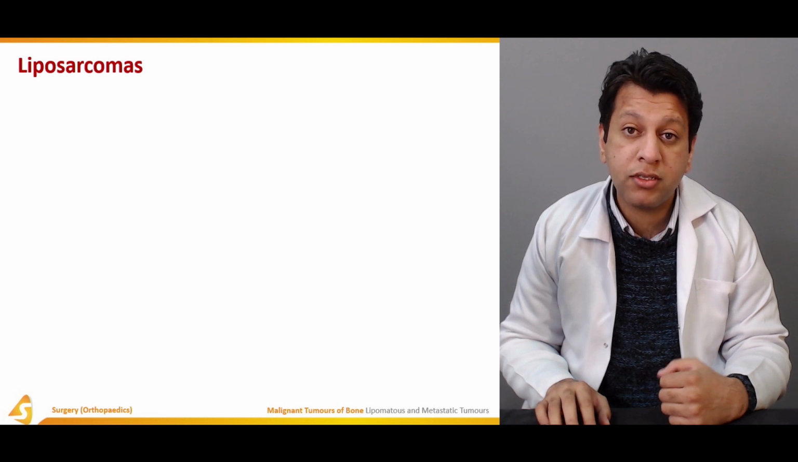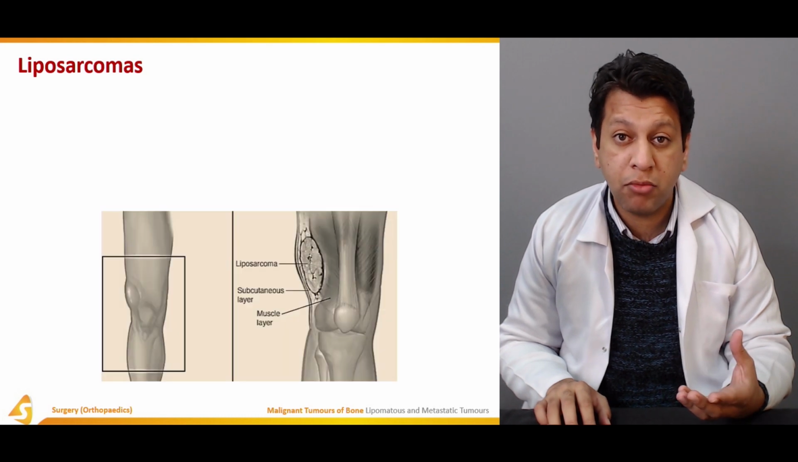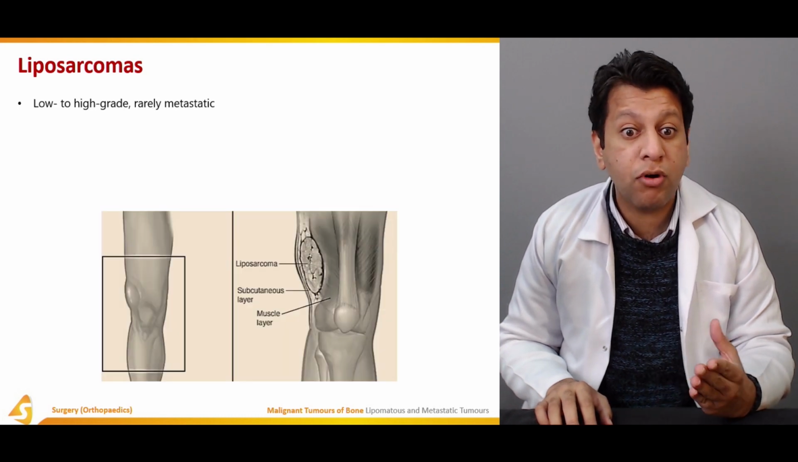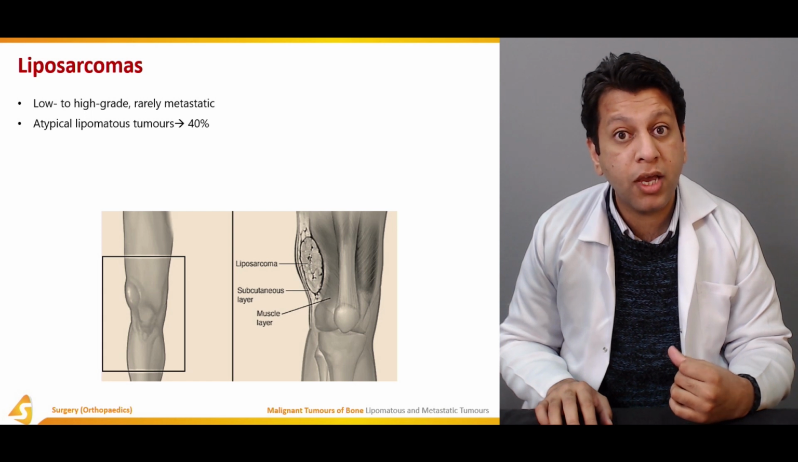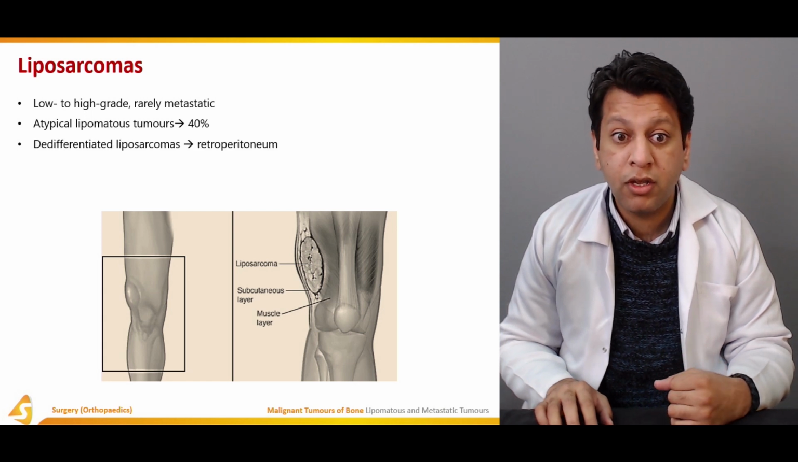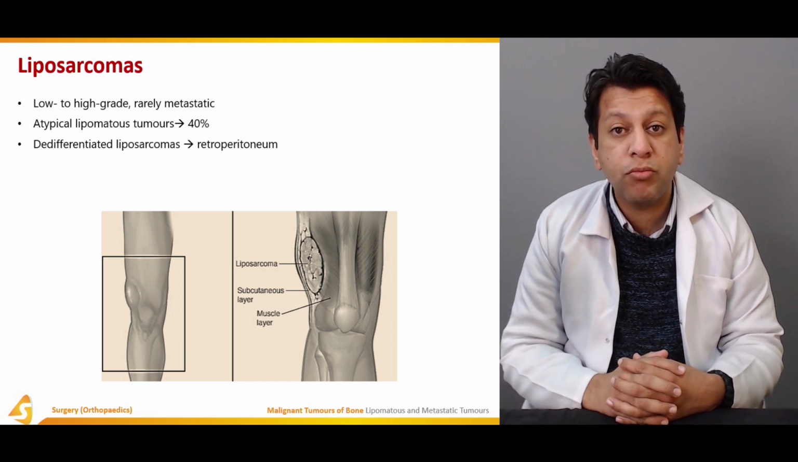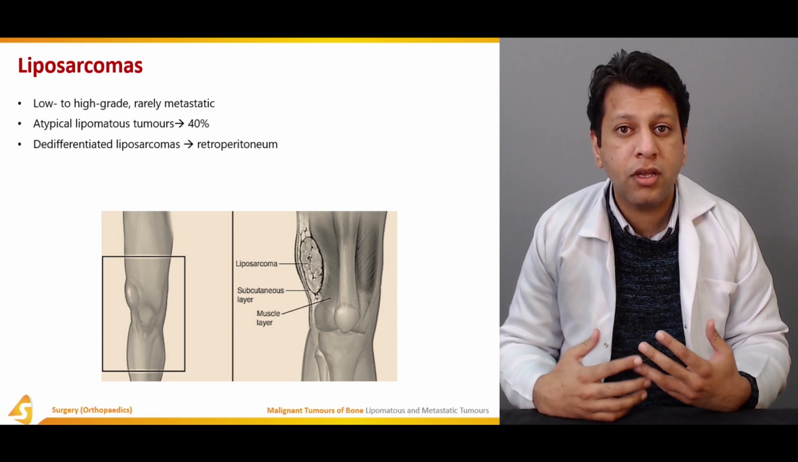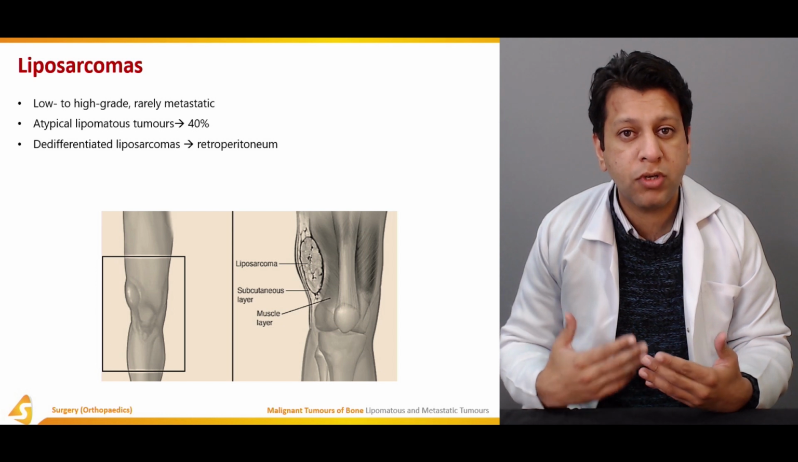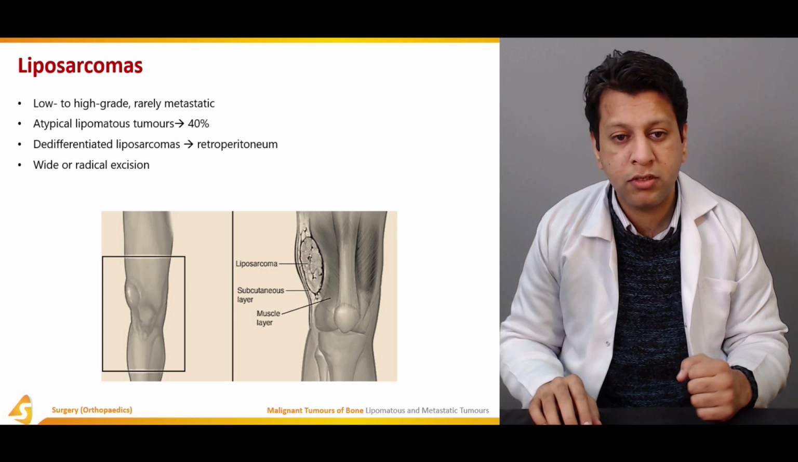But liposarcomas are sarcomas of this adipose tissue, and they are malignant. They range from low to high grade, and although rarely metastatic, the point is their malignant potential. Atypical lipomatous tumor could be as high as 40% of the cases. A subvariety is called dedifferentiated liposarcoma. This is important because they usually present as retroperitoneal masses, and when working up retroperitoneal tumors, one of the differentials must be dedifferentiated liposarcoma.